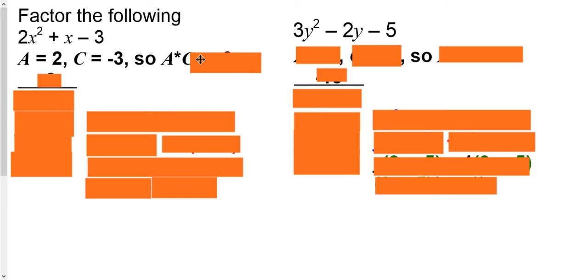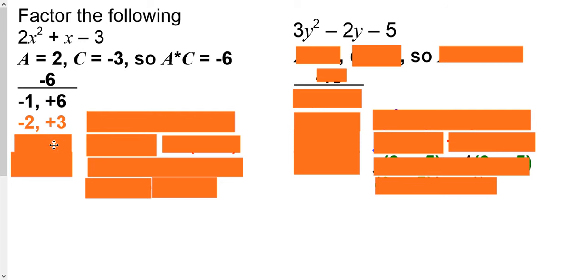We need to multiply those two together. We get 2 times negative 3, so we get negative 6. We now need to look at the factors of negative 6. So we could have a negative 1 and positive 6, negative 2 and positive 3, negative 3 and positive 2, or negative 6 and positive 1. Now we're concerned about the pair of factors going across here that adds up to give us this positive 1 here in the center.